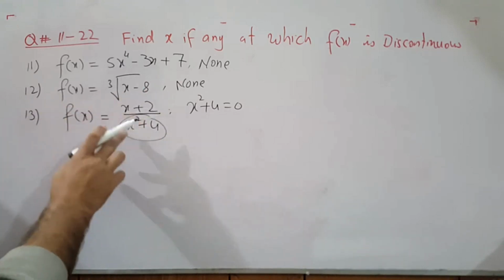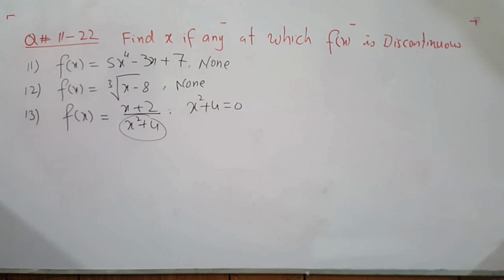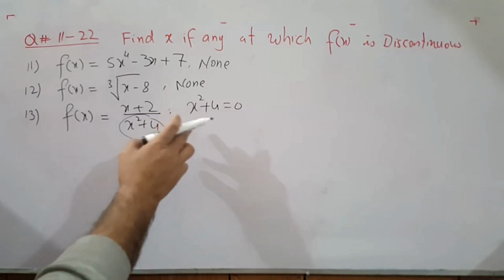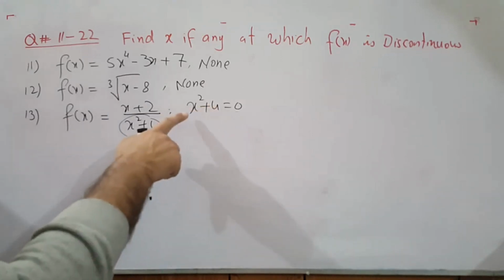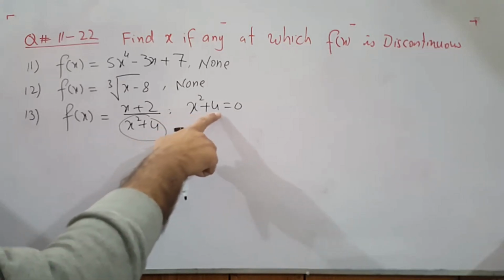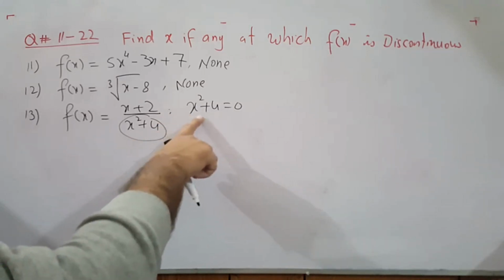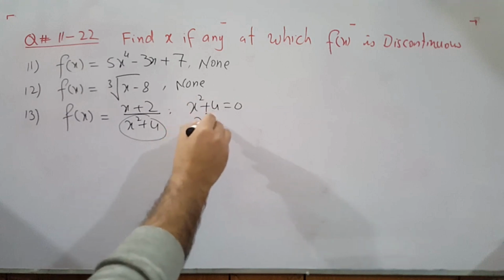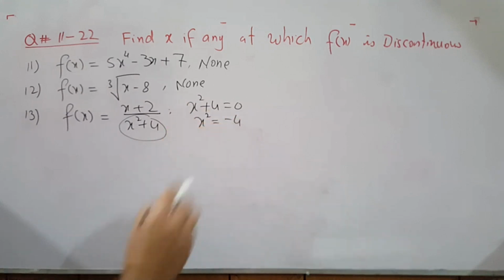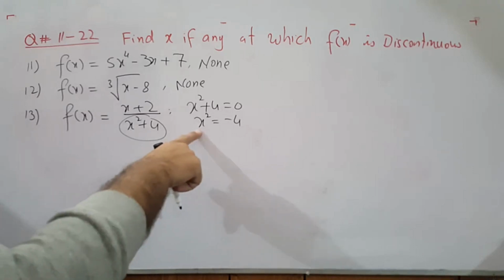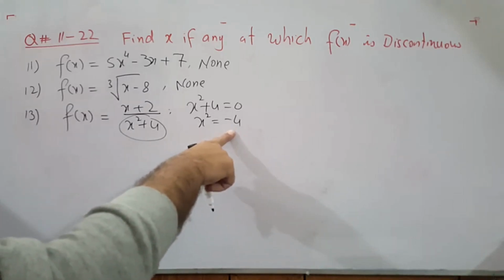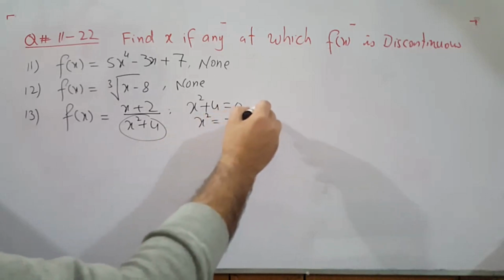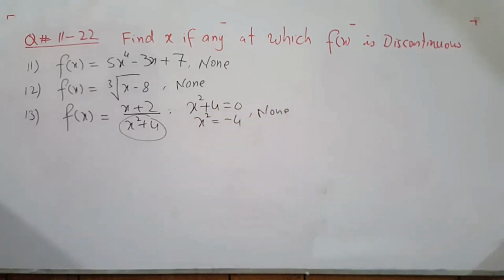So if you look at this function, x squared plus 4 is in the denominator. Can x squared plus 4 be 0? This is x squared and you're adding something to it, so it will not cancel. We can write this as x squared equals minus 4, and that is never possible. You cannot have a square equal to a negative number. So there is no x at which this function can be discontinuous.